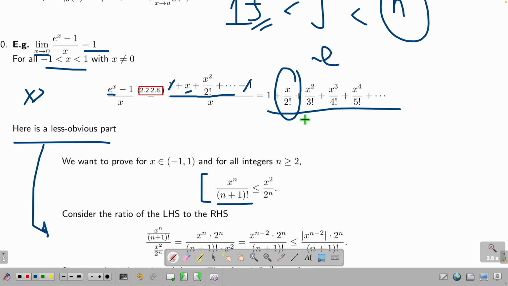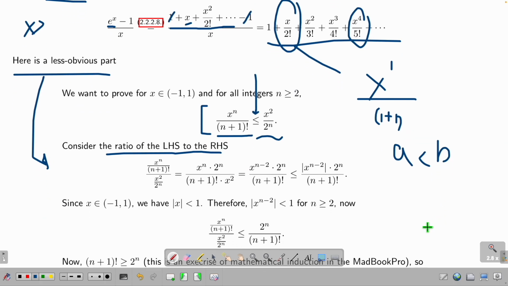So for example, this guy is x to the power 1, and then what? 2 is 1 plus 1 factorial, right? So exactly it's this thing. And then what's this? X to the power 4, 4 plus 1 factorial. So it's this thing. So basically what I'm saying here is that everybody here is smaller than something here. How do I know this inequality?